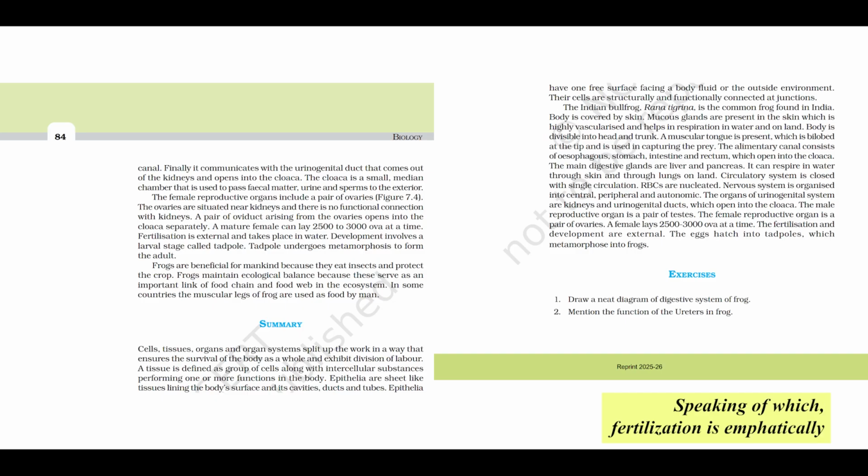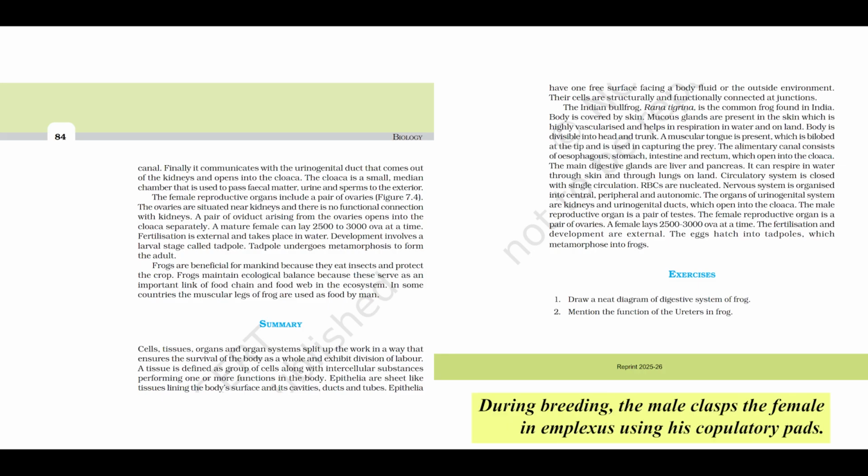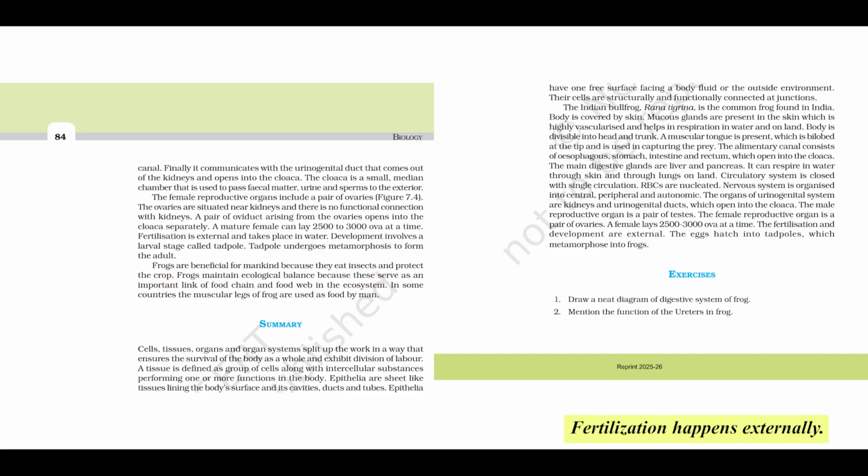Speaking of which, fertilization is emphatically external and takes place exclusively in water. During breeding, the male clasps the female in amplexus using his copulatory pads. As she lays eggs in the water, he releases sperm over them. Fertilization happens externally. External fertilization. Okay, another key point. Absolutely.